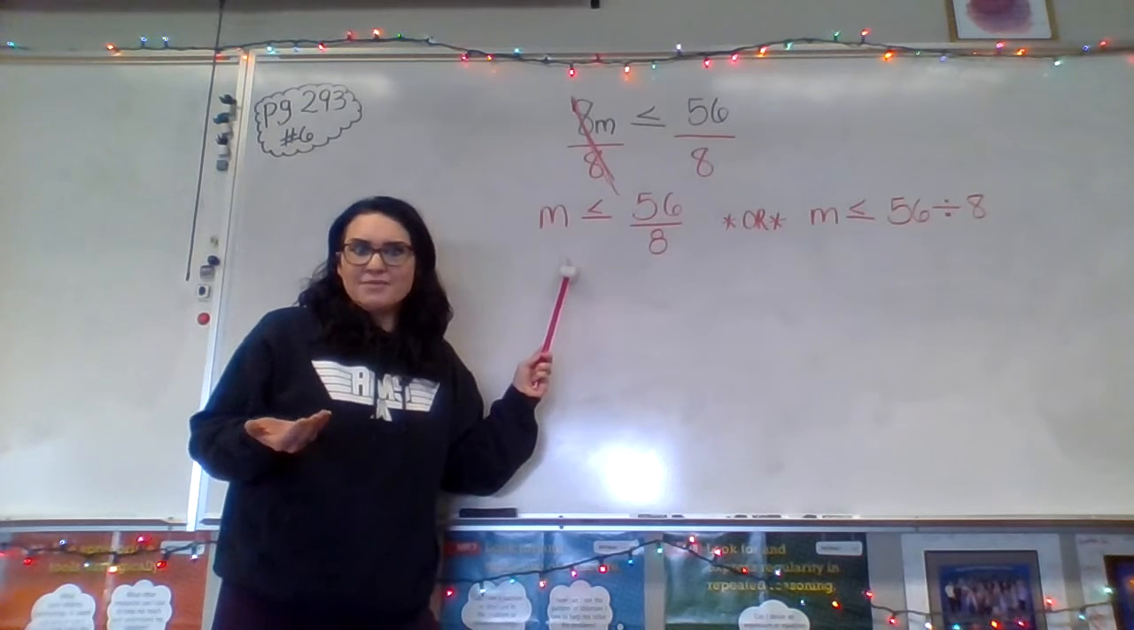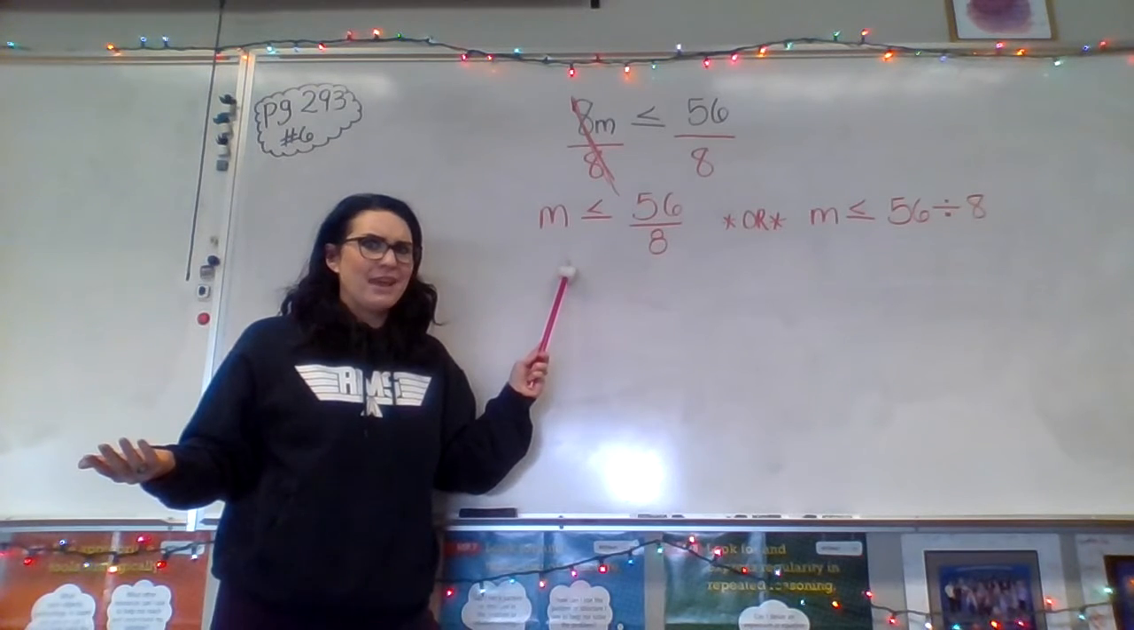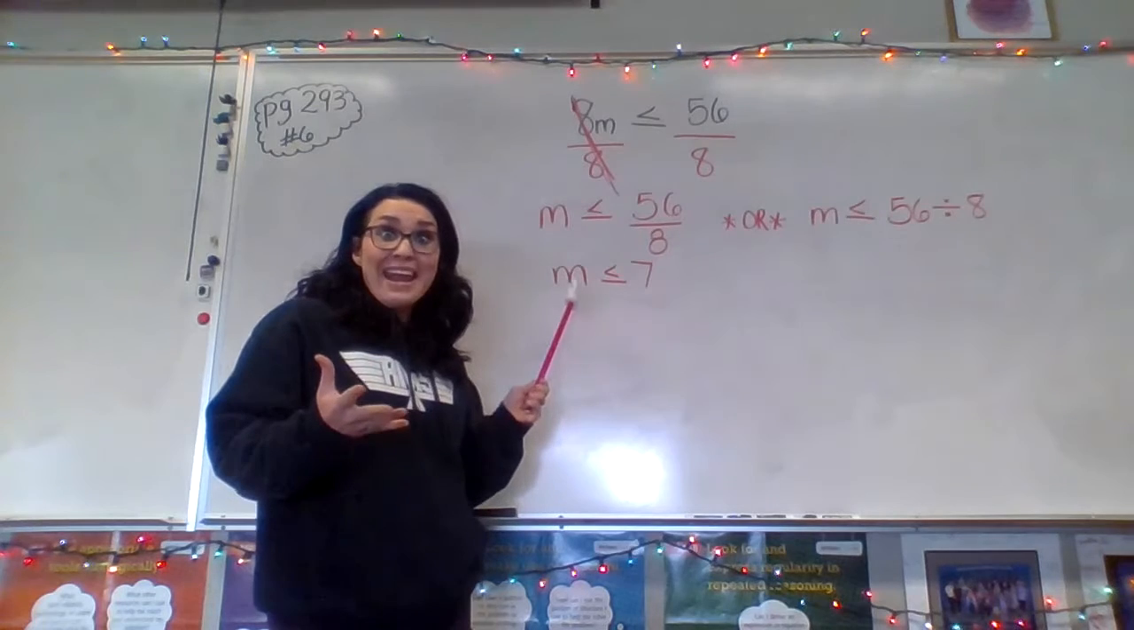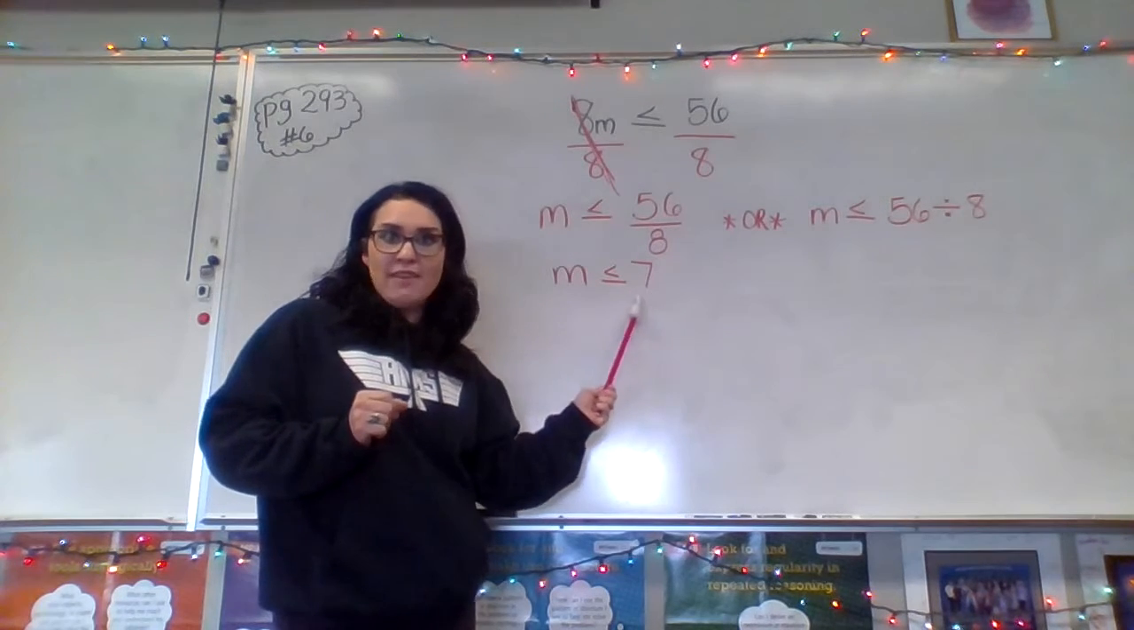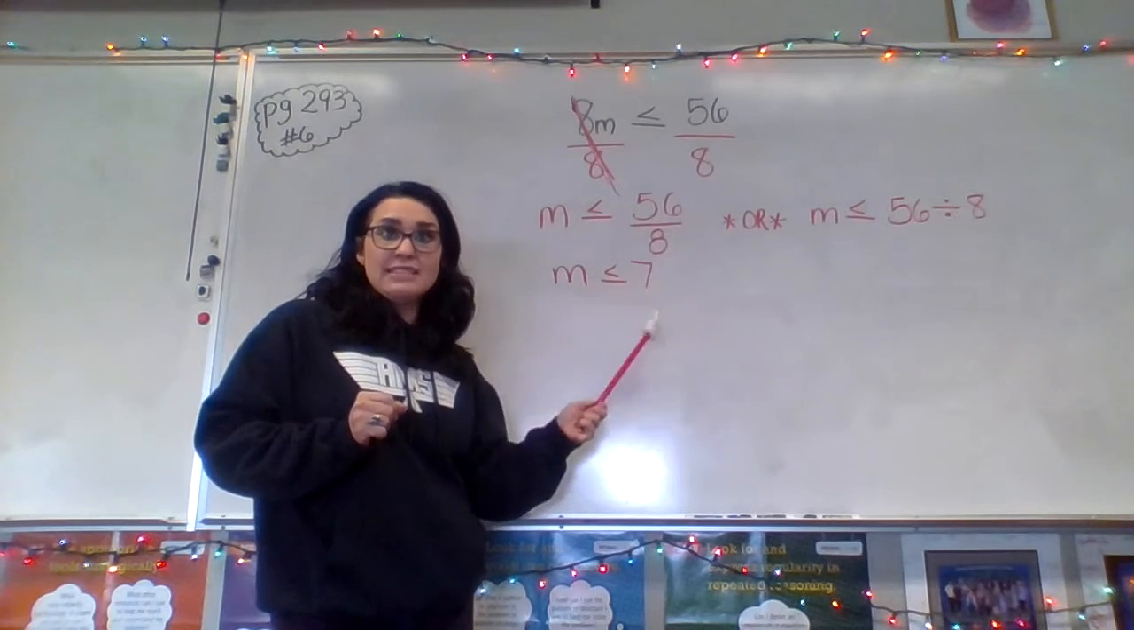So now think to yourself, my friends, what is 56 divided by 8? We know that m will be less than or equal to 7, right? Because 56 divided by 8 is 7.